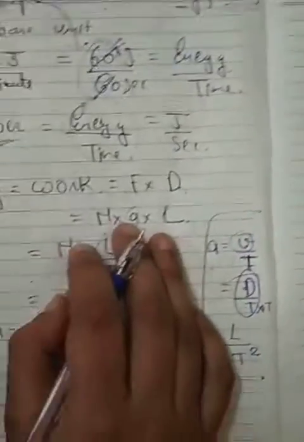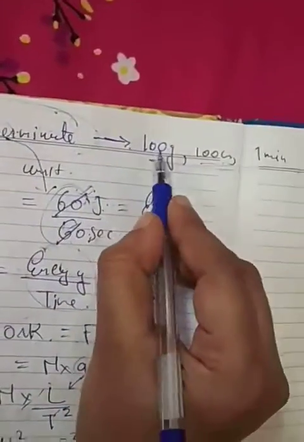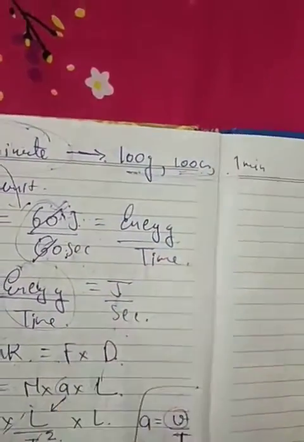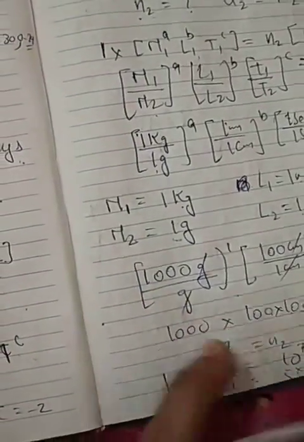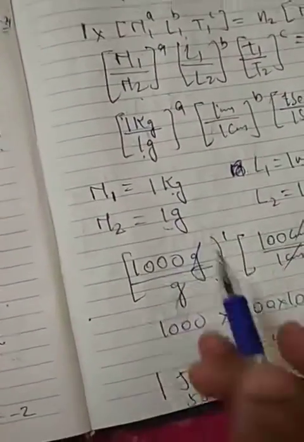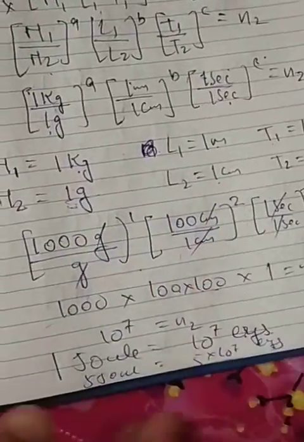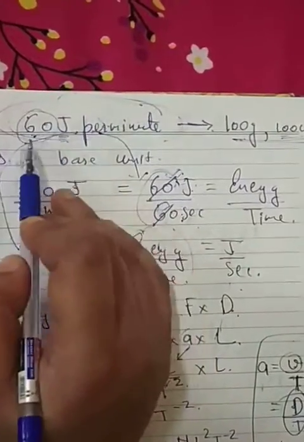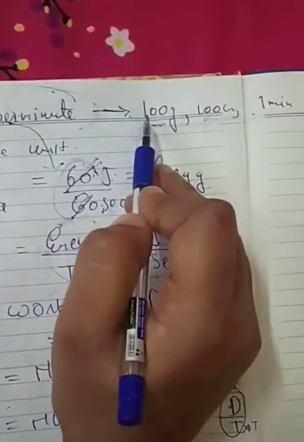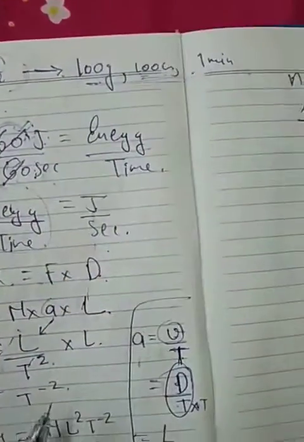Now listen. Some of you are wondering why this is 100 gram, 100 centimeter and 1 minute. That's what I told you in the previous question, that it may not always be the case of 1 gram and 1 centimeter. In this question they wanted to know this 60 joule per minute in terms of 100 gram, 100 centimeter and 1 minute.